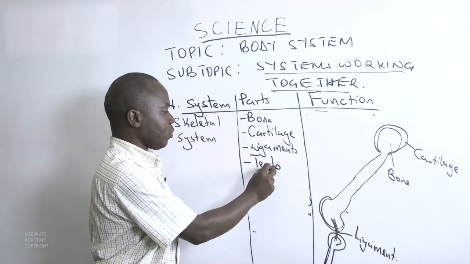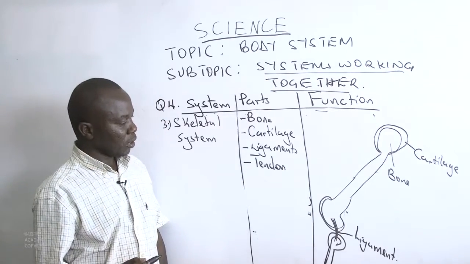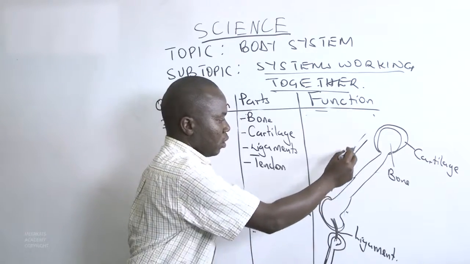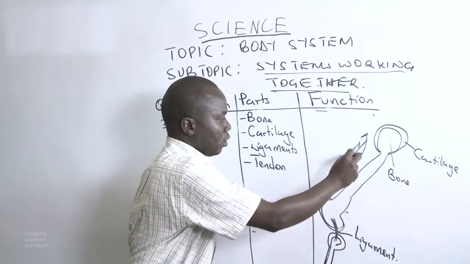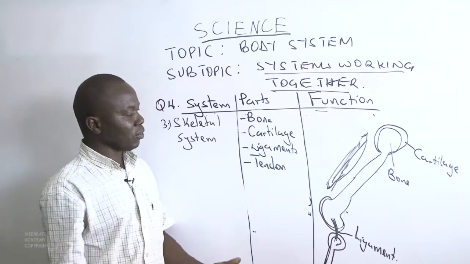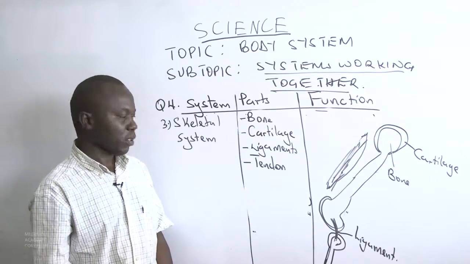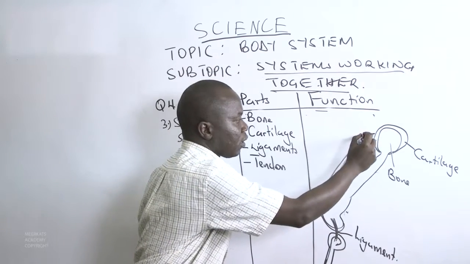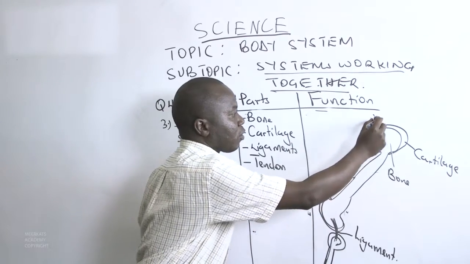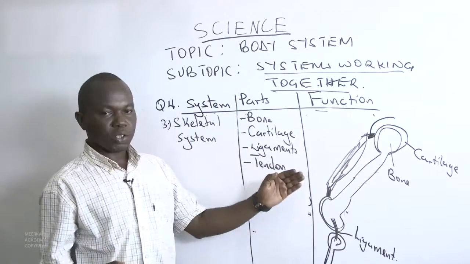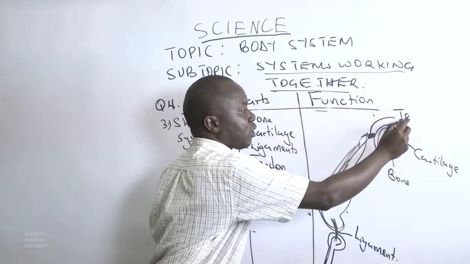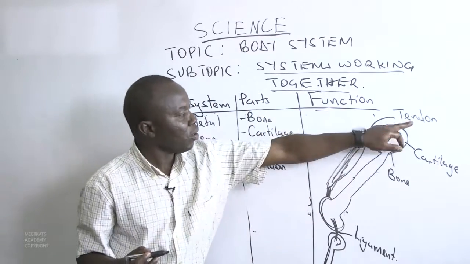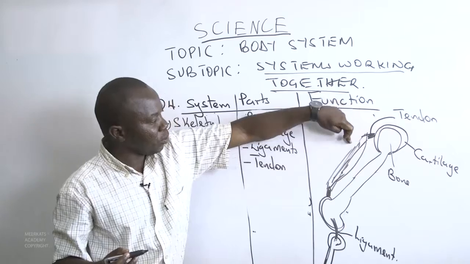Among other parts of the skeleton, we have the tendons. Usually if we have a muscle, that is a muscle, these muscles are not just going to hang close to a bone. They will be attached to the bone by a structure. So that structure that holds muscle to bone is called a tendon. So a tendon holds muscle to bone.